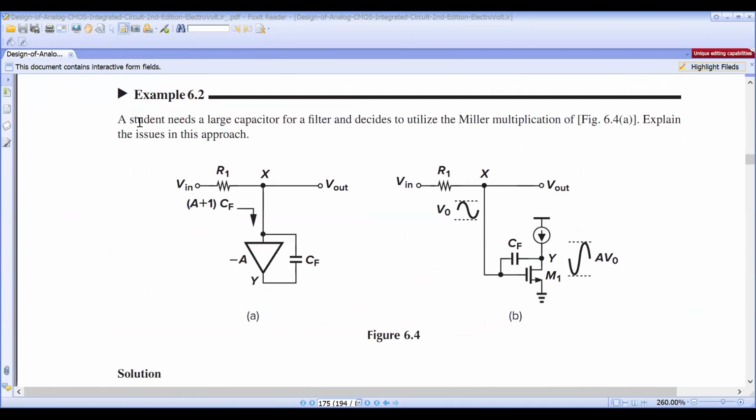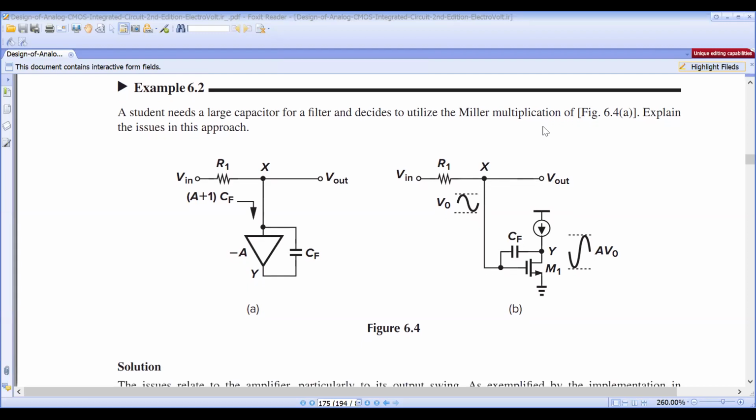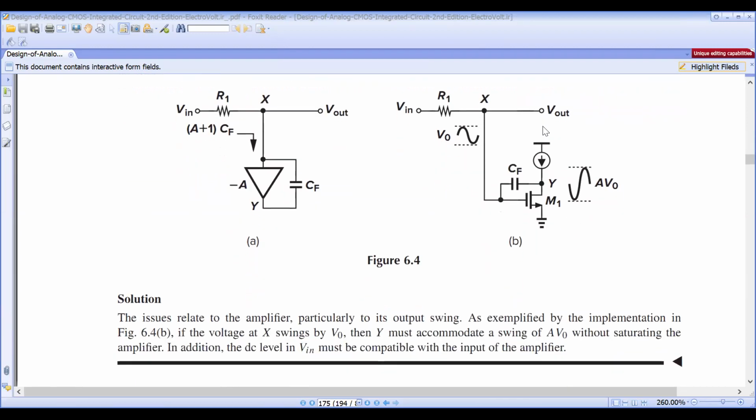That's the second one. And the third problem: a student needs a large capacitor for a filter and decides to utilize the Miller multiplication. What is the Miller multiplication in the previous case? The input capacitance value CF is multiplied with 1 plus AV. That is the Miller multiplication. Explain this issue. So first consider this picture A.